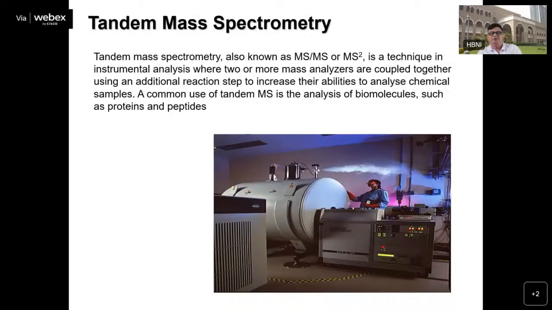This is the tandem mass spectrometer. The tandem mass spectrometer, also known as MS/MS or MS square, is a technique in instrumental analysis where two or more analyzers are coupled together using an additional reaction step to increase their ability to analyze chemical samples. The common use of tandem mass spectrometry is the analysis of biomolecules such as proteins and peptides.